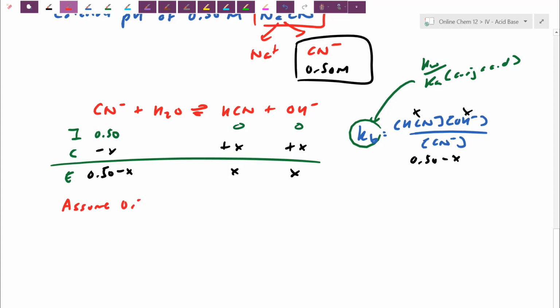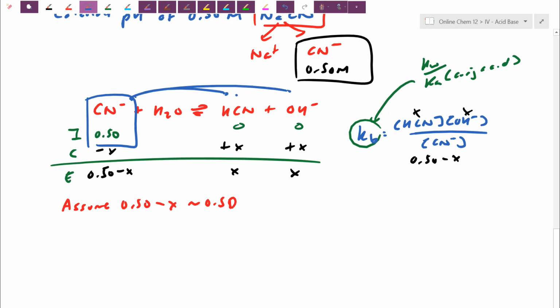Let's assume that of this 0.50, so little of this actually breaks off. Practically, it's 0.5. And that's given the fact I know the Kb constants are actually really, really tiny. In some sense, we're saying here, we start off with 0.50. I know a little bit of it is going to fracture over, but so little actually fractures, it's meaningless. It's just going to be 0.5.